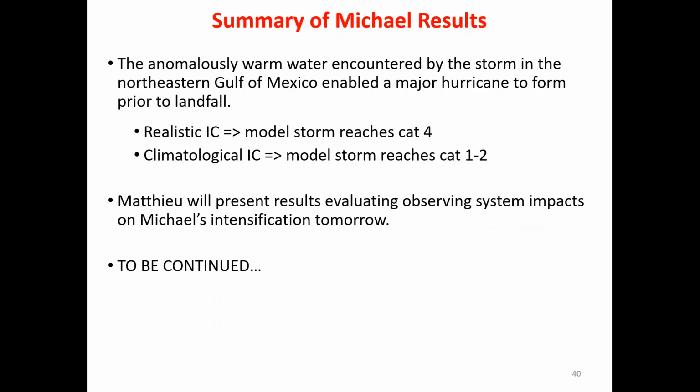So the summary of the Michael results: with realistic initial conditions, the model storm reached category 4, a little bit short of where it actually reached in nature, but much closer to reality. With climatological initial conditions and unconstrained model initial conditions, the model storm does not come close to that intensity.